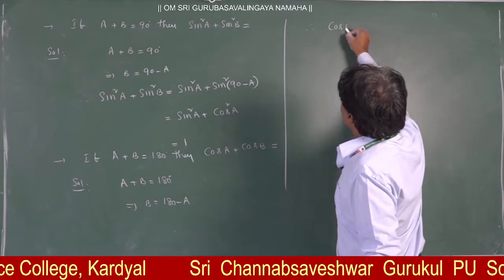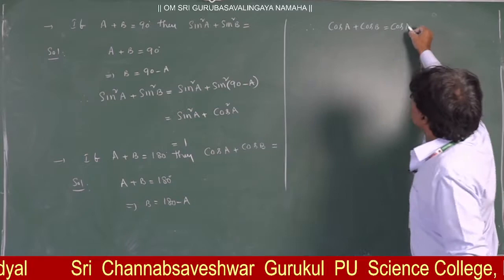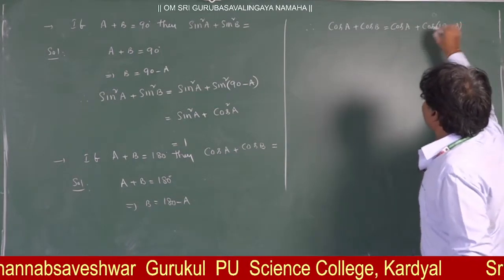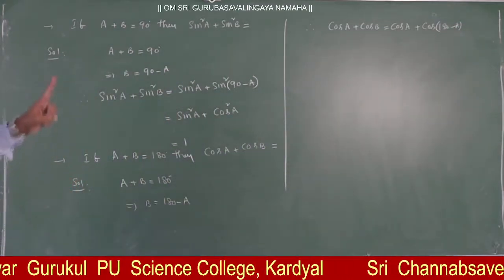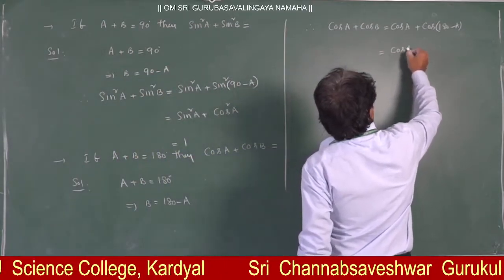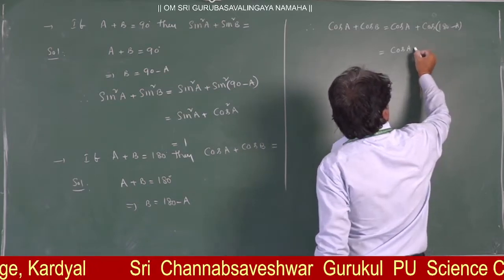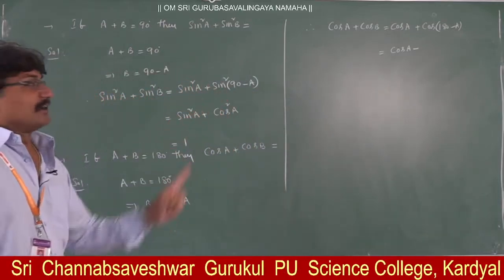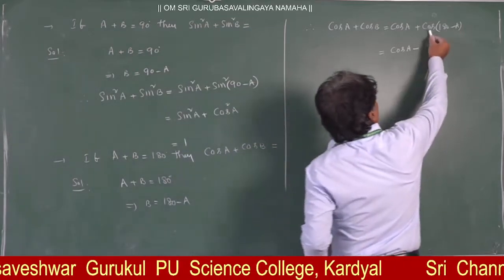Therefore, cos a plus cos b is equal to cos a as it is, plus cos of b, where b is equal to 180 minus a. That is equal to cos a plus cos of 180 minus theta. 180 minus theta belongs to the second quadrant, where cos is negative.